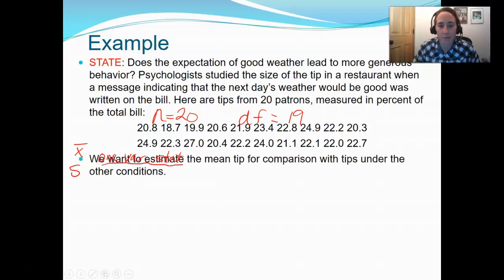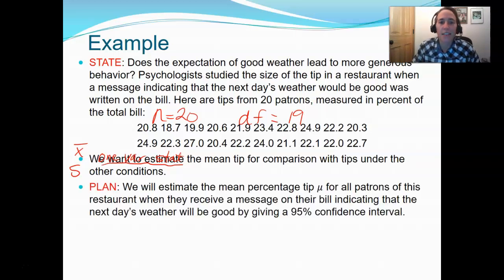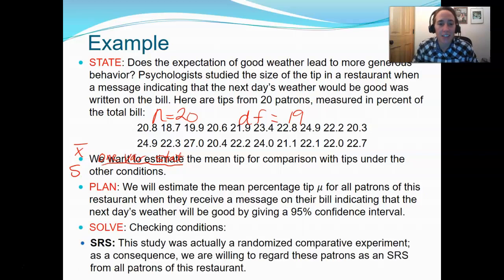So we want to estimate the mean tip for comparison with tips under the other conditions. So we're going to estimate the mean percentage tip mu for all patrons. Remember, that's what confidence intervals do. They capture that mean. And when they receive the message on their bill indicating that the next day's weather will be good, by a 95% confidence interval, checking conditions.